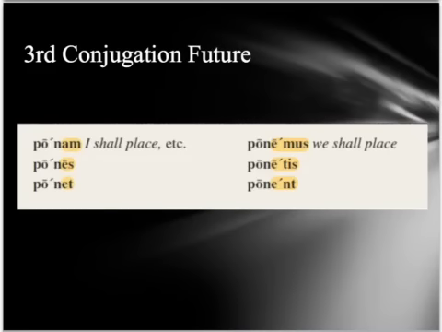To form the future for the third conjugation, you take the present stem that you'd use for the present tense and you change the vowel. So pono becomes pona, but for the first singular you add an m, so it's ponam. And then instead of an I or a U, it's E, so it's pones, ponet, ponemus, ponetis, ponent.